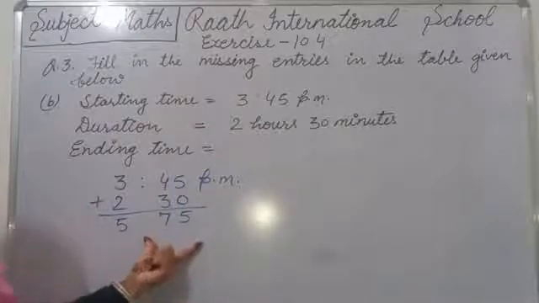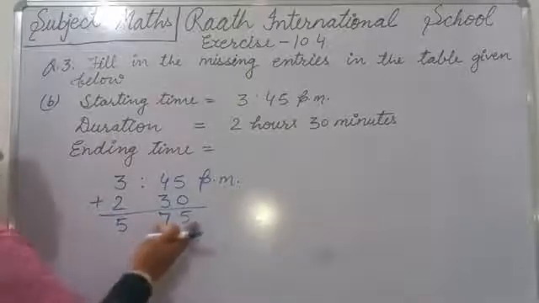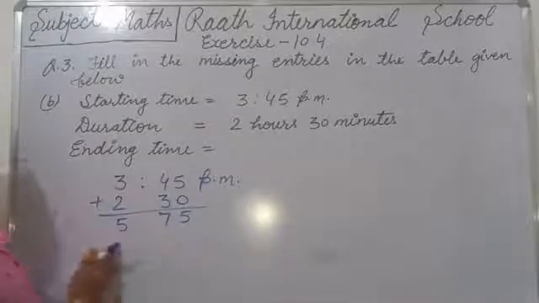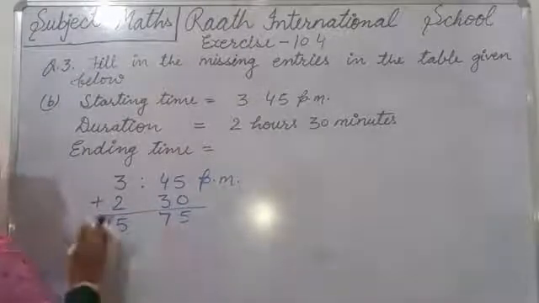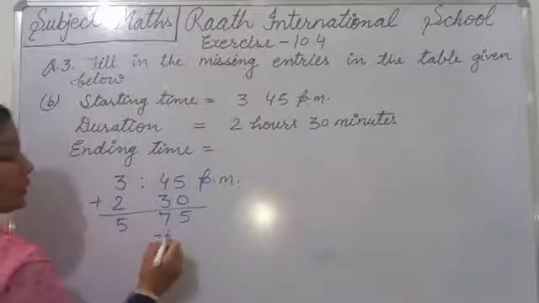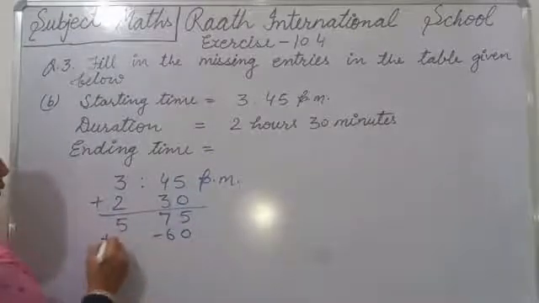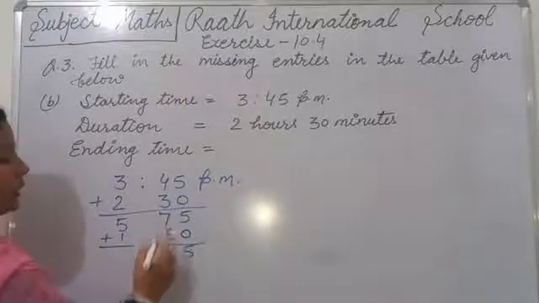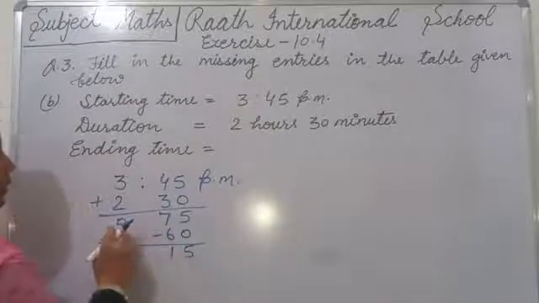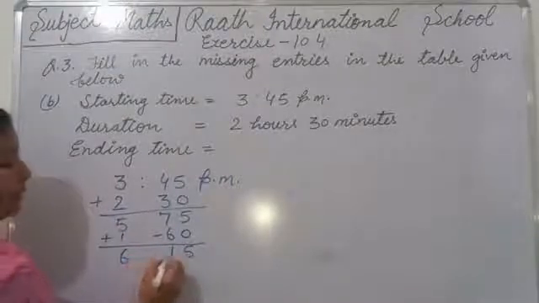So as I told you that in the question number 1 we have done, whenever we have more than 60, that minutes come in the hour. So here is 75, so we'll give 60 minutes to the hour. So we'll do minus 60 from here and that 60 minutes come in the hour. So in hour we'll do plus 1. So now there is 5, there is 7 minus 6, 1, 5 plus 1, 6. So it's become 6:15 PM.